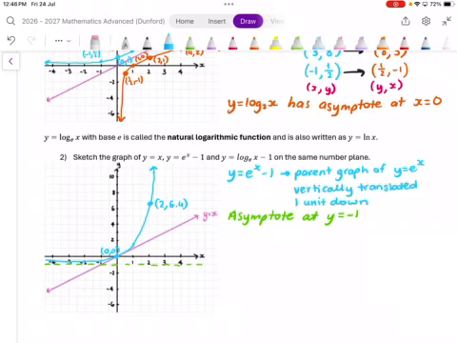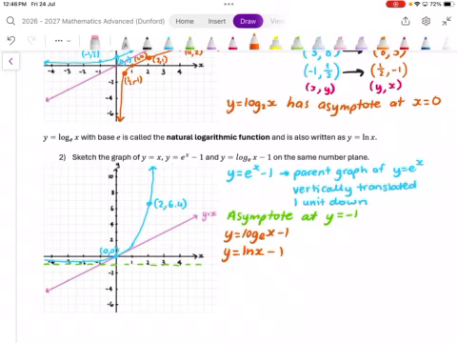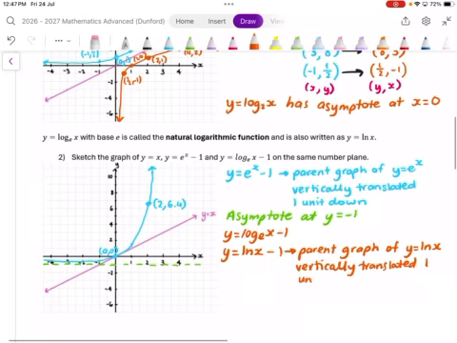Now, what we want to do for our other function, our y equals log base e of x minus 1. So y equals log base e of x minus 1 is also written as y equals ln x minus 1. And so what that is, we have our parent graph. So this is like a child, I suppose, when we think about parents and children. So our parent graph of y equals ln x is vertically translated 1 unit down.